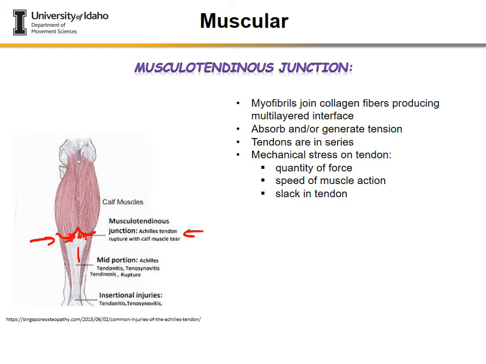Also, there's the ability where you have the tension created at the gastroc, or sorry, the Achilles to the gastroc, and there's that absorption in the Achilles that creates it. So the mechanical stresses on the tendon depend on the quantity of force and the speed of muscle action that transfers, and this is part of that viscoelastic nature. And if there's some slack in the tendon, depending on the position of the foot, the Achilles tendon is put through different stresses and different strains based off of its position.